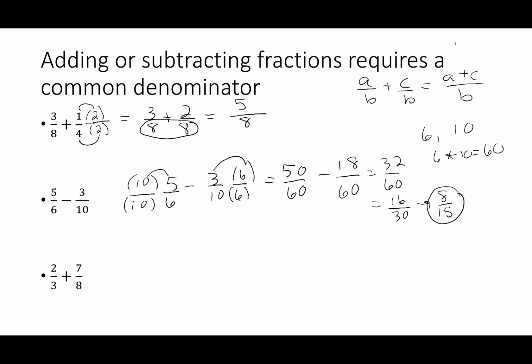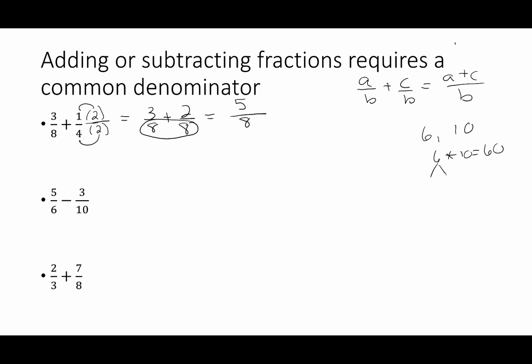So let me show you a different way. Let's say I look at 6 and I say 6 is 3 times 2. And I look at 10 and I see it's 2 times 5. So there's this 2 in common. So let's just write down the 2. And then I have a 3, and then I have a 5. 2 times 3 times 5, that's 30. So 30 could also be a denominator I could use.